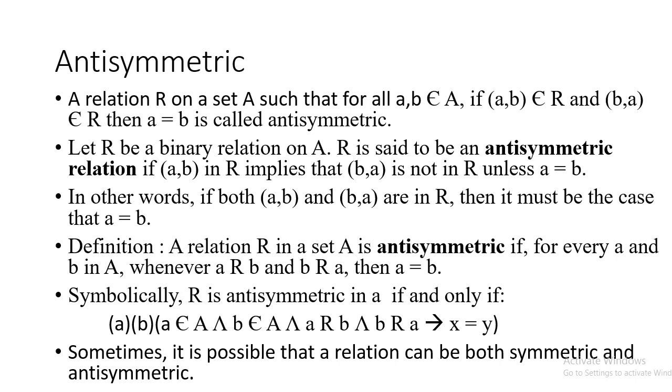So what is the condition for the antisymmetric? If both the pairs (a, b) and (b, a) are included in the relation R, then it must be the case that a is equal to b. And what about the symmetric property? For the symmetric property, if (a, b) is included in the relation R, then the pair (b, a) must also be included in the relation R. Now see here the definition of the antisymmetric.